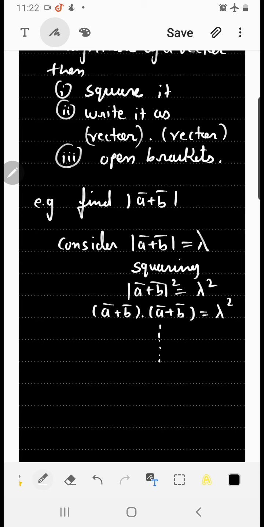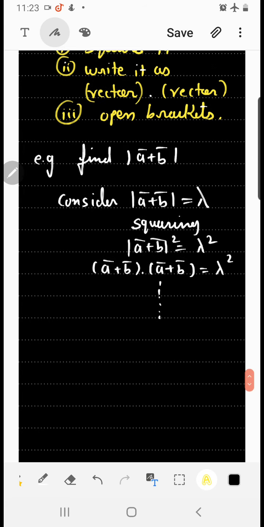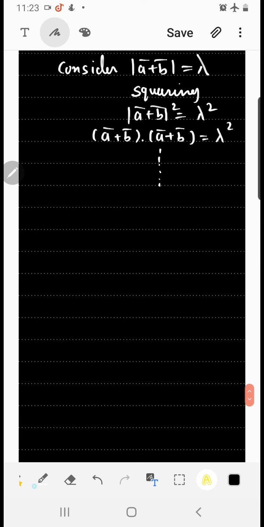Here you should remember one very important thing: whenever in a sum we find the magnitude of a vector, then number one, square it, number two, write it as vector dot vector, and finally open the brackets. That is how we get the result. So this is your note point number 2 over. Now let's move to note point number 3. This is also a very important result.